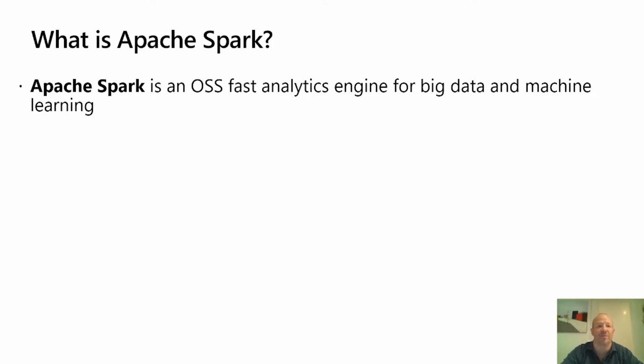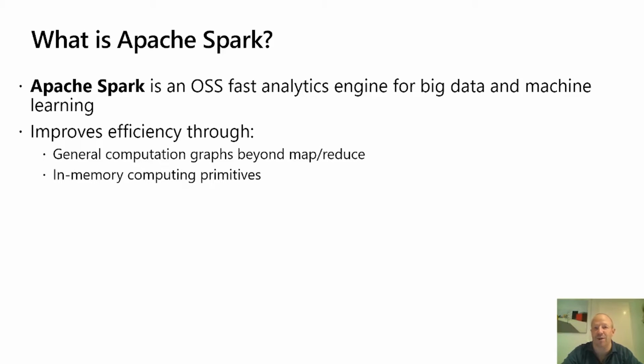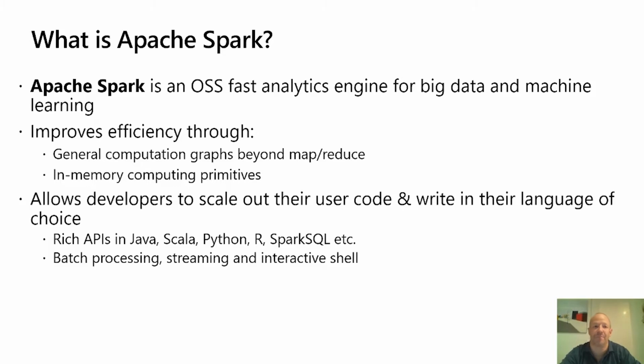So what is Apache Spark? Apache Spark is an open source offering that provides you a big data processing platform. So you can do analytics on big data and also use machine learning on the data. It improves efficiency compared to, for example, Hive by providing you with a more general computation graph beyond MapReduce. And it does provide you with a lot of in-memory computing primitives, so you don't have to constantly read and write from the file system.